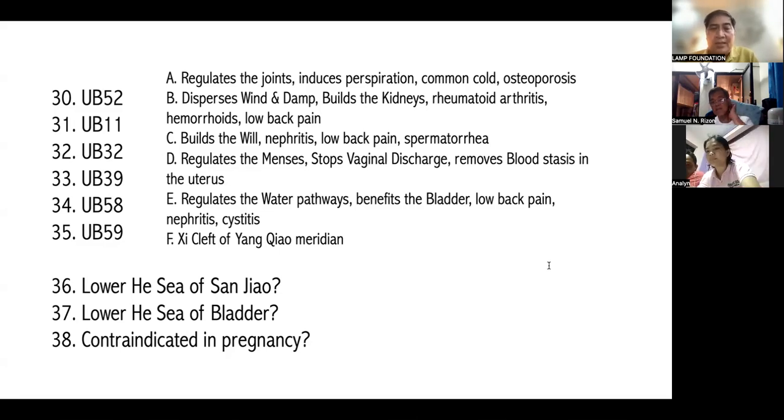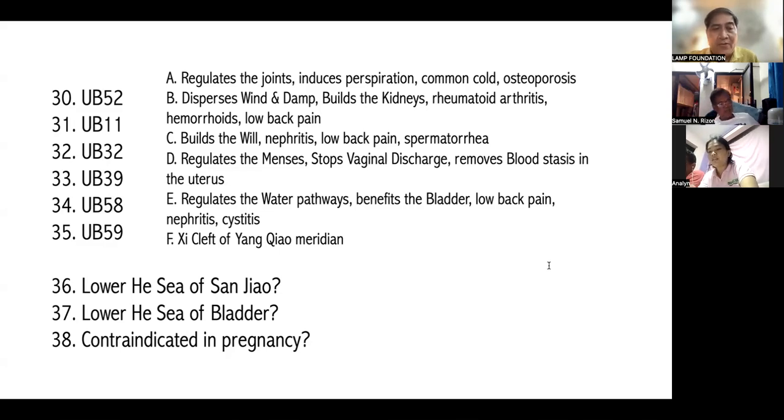Bladder 11, Ma'am Annalyn. Yes po. It regulates the joints, induces perspiration, common cold, and osteoporosis. Letter A, very good. Number 32, bladder 32. Letter D, it regulates the menses, stops vaginal discharge, removes blood stasis in the uterus. Very good. Okay, number 33, bladder 39. It regulates the water pathway, benefits the bladder, low back pain, nephritis, and cystitis. Letter E. Okay, great. Correct.